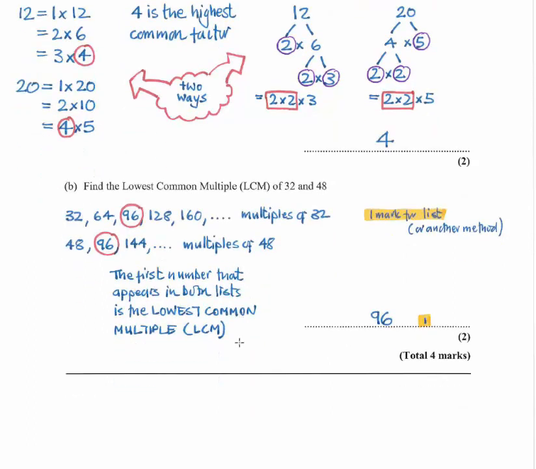In B, we have to find the lowest common multiple. That is the smallest number that 32 and 48 both divide into. And one way of doing it is what I've done here. So these are the multiples of 32. I start on 32, and I go up in 32s: 32, 64, 96. I do the same thing for 48, start on 48 and go up in 48s. And you can see that 96 is the smallest number that appears in both lists. So it's the smallest or the lowest common multiple.